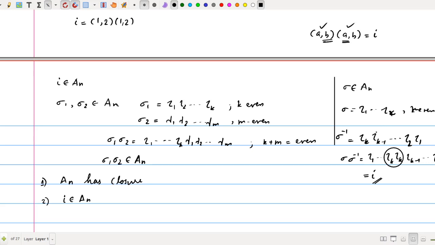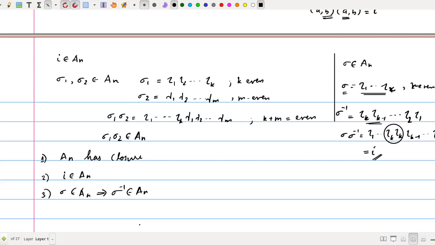So this is one of the applications of this representation. If you write a permutation as a product of transpositions, then you can easily write the inverse of that permutation. You just write the transpositions in the expression of sigma in reverse order, and that will give the inverse of sigma. This shows that if sigma contains an even number of transpositions, then sigma inverse also contains k transpositions, that means an even number. So whenever sigma is an element of AN, sigma inverse is also an element of AN.